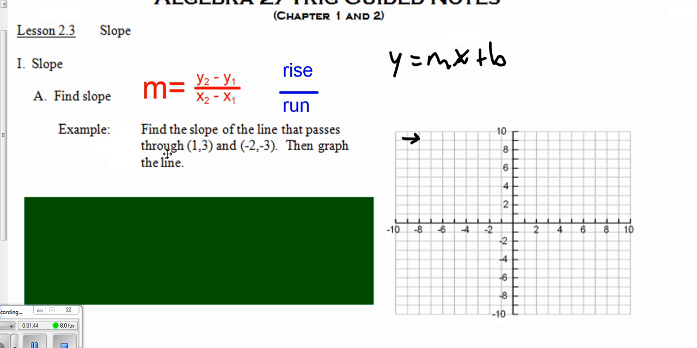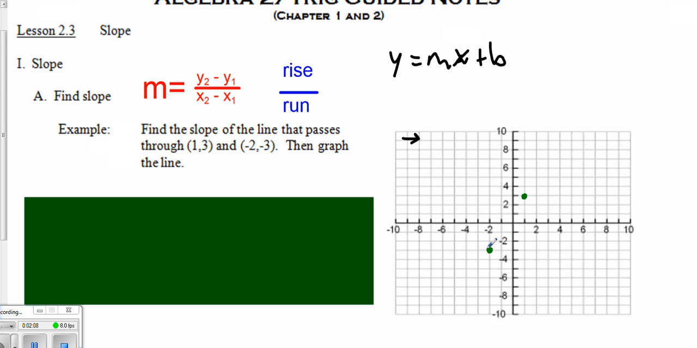And I'll show you what I mean by that as we work through our example. So for the example, finding the slope of the line that passes through (1, 3) and (-2, -3). Let's first plot those points. So (1, 3) would be 1 over, 3 up. That would be this point. (-2, -3) would be -2 over, and then -3 down right there. So those are our 2 points.